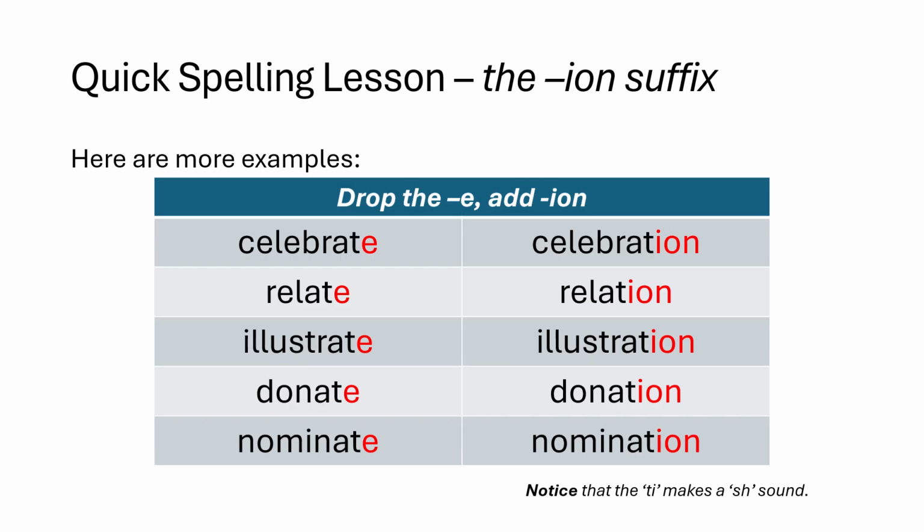Here are more examples. Drop the silent final E, add ION. I will say the word. I will pause. When I pause, you say the word. The verb is celebrate. The noun is celebration.